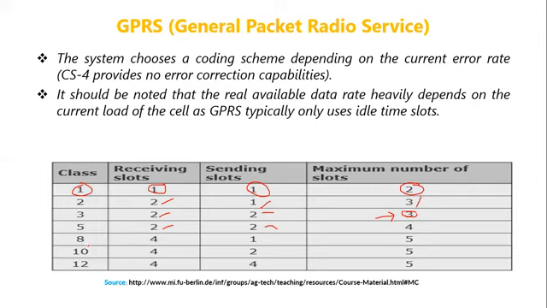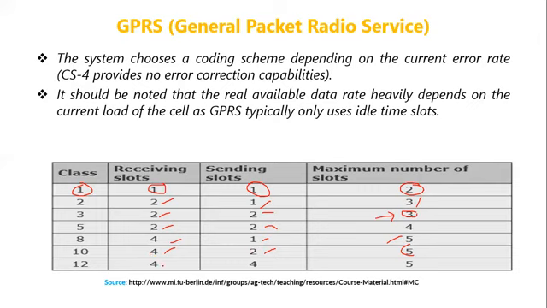The device which is in class 8, it can receive in 4 slots and send in one slot, and the maximum available slot is 5. The device in class 10, it can receive in 4 slots and send in 2 slots, but the maximum slot available is only 5. So if it is receiving in 4 slots, then it can send only in one slot. If it is sending in all the 2 slots, then it can receive only in 3 slots.